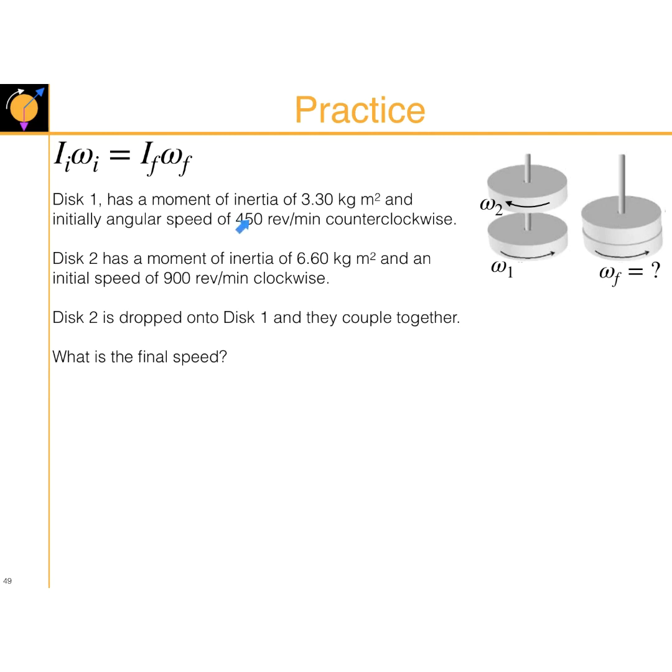Well, one's turning 450 one way, the other one's turning 900 the other way. It's going to end up turning one way or the other. So let's quickly write down everything we know. The moment of inertia for disk 1 is 3.30 kilogram meters squared. The moment of inertia for disk 2 is twice that, 6.60 kilogram meters squared. And the final moment of inertia is the sum of those two, right? Because they're stuck together, so it's 9.90 kilogram meters squared.